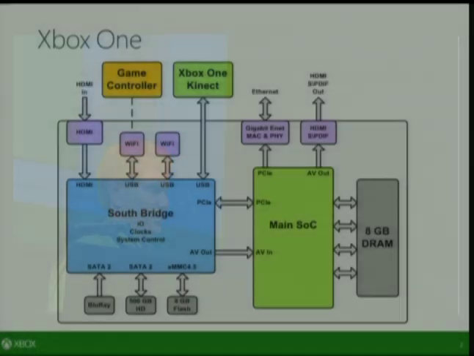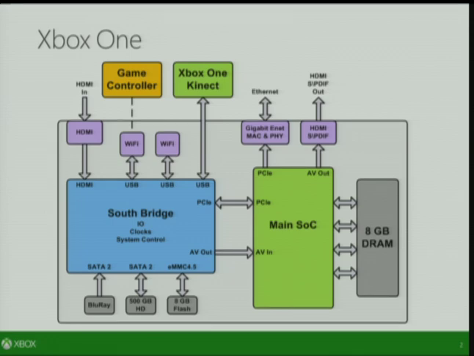So this is the Xbox One. Patrick and I are going to talk about the main SoC and the Xbox One Kinect today, shown in green. But to put those in the system context first, there's also a new game controller, the orange box. It's wireless. Inside the system, we have a custom south bridge that integrates I/O, clocks, and most of the other common system management functions. We have 8 gigabytes of DRAM, a 500 gigabyte hard disk, 8 gigabytes of flash storage, and a Blu-ray drive.